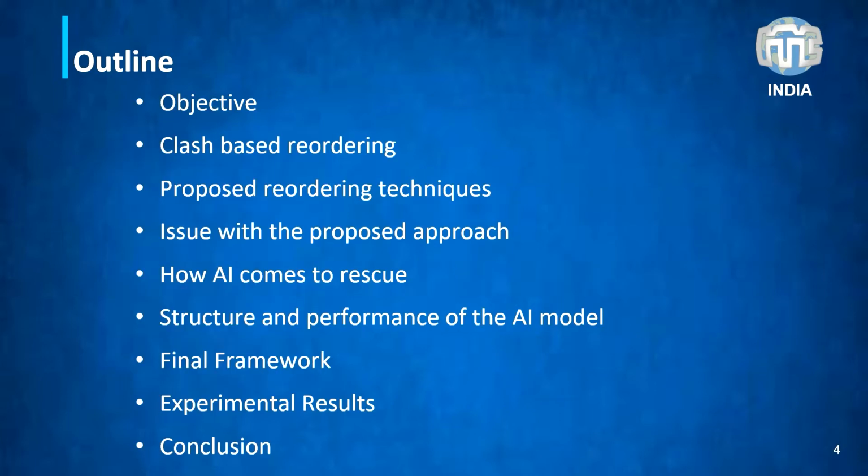First, we'll discuss the objective, then we'll move forward to a previous class-based reordering approach. Then we'll discuss our proposed reordering techniques. Then we'll explore how that proposed approach has a major flaw, and how we are using an AI-based technique to resolve that particular issue. After that, we'll discuss the structure and performance of the AI model. Finally, we'll discuss our framework along with the experimental results to validate our work. Then we'll conclude the overall presentation.